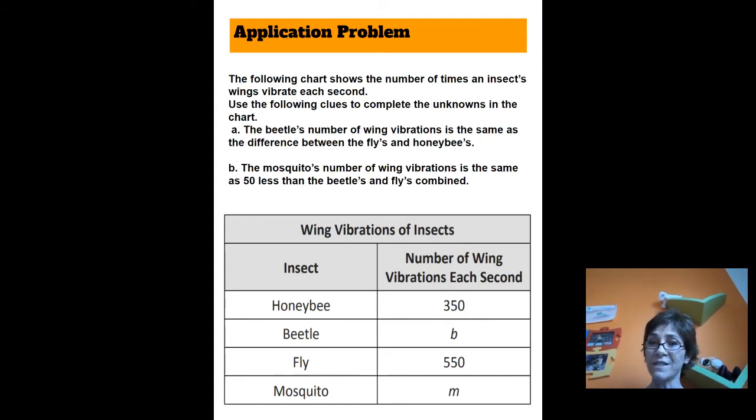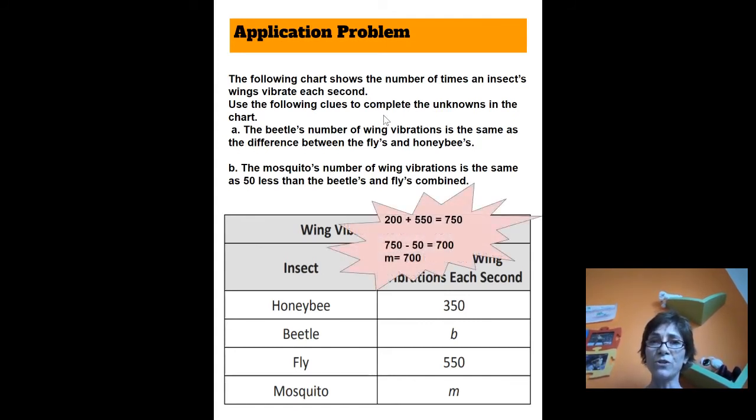Okay, let's see if your work is the same as mine. So first you combine the 200 was the beetles, we found it before, plus 550 is the flies, and we get 750. That's the combination of the flies and the beetles' vibrations. And then we have to take away 50, because it says the mosquito's is 50 less than the other two combined. So we do 750 minus 50, and that's 700. And that is the mosquito's wing vibrations each second.